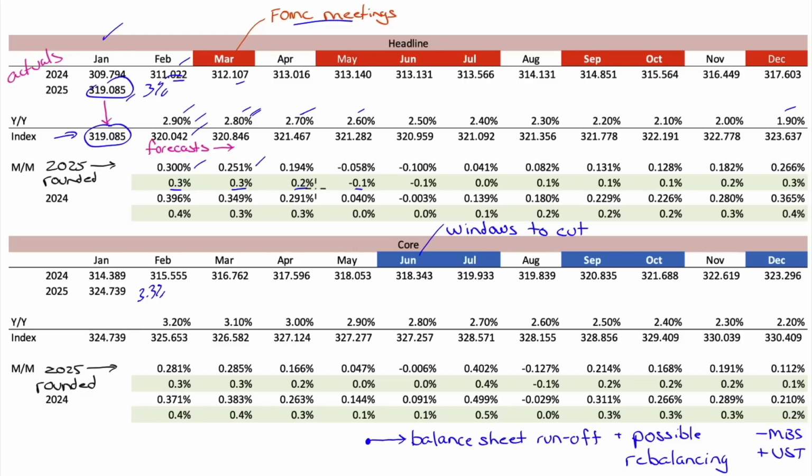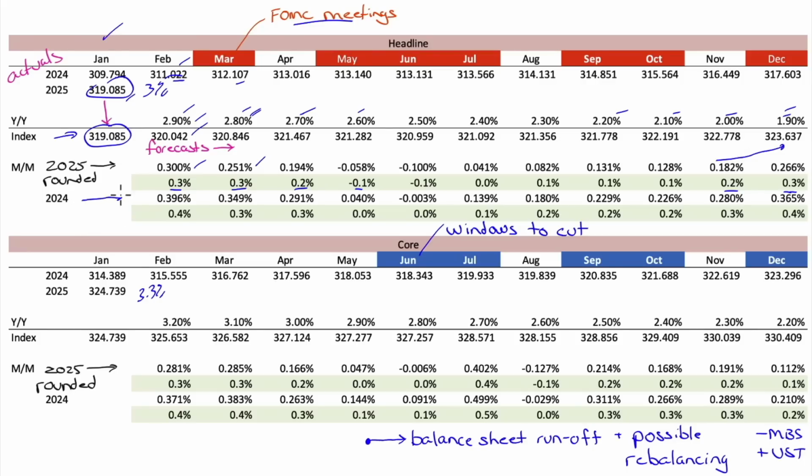0.3, 0.3, 0.2, look at that, negative 0.1, negative 0.1, 0, 0.1, 0.1, 0.1, 0.2, 0.3. Look how it increases at the end of the year. It's high at the beginning of the year, low in the middle, increases at the end. And what I'm doing is I'm still walking it down. 2.1 to 2 to 1.9, but you still have this increase, even though I'm walking headline inflation down, because of the seasonal effects, doing the month over month.